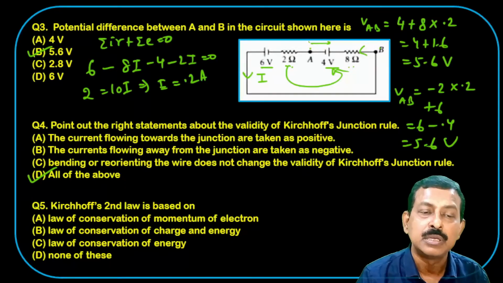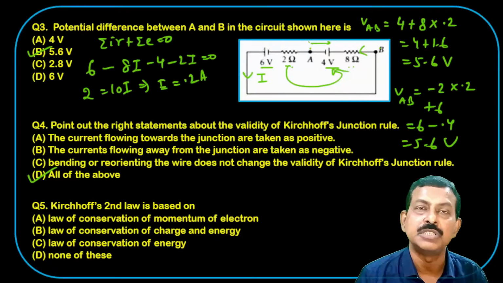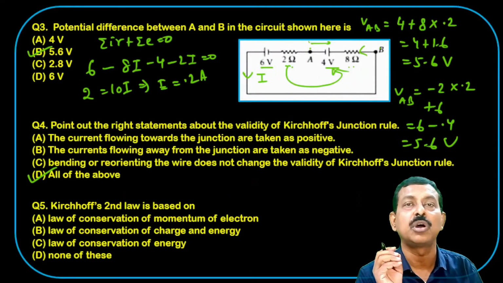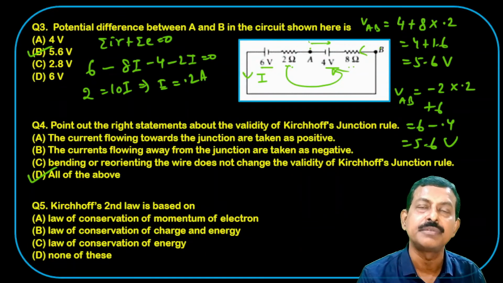Let's take now the fifth one. Kirchhoff's second law is based on, options are: law of conservation of momentum of electron; second, law of conservation of charge and energy; third, law of conservation of energy; none of these. First law is based on the law of conservation of charge, and second one is based on the law of conservation of energy. So in that case, the third one is the correct option.